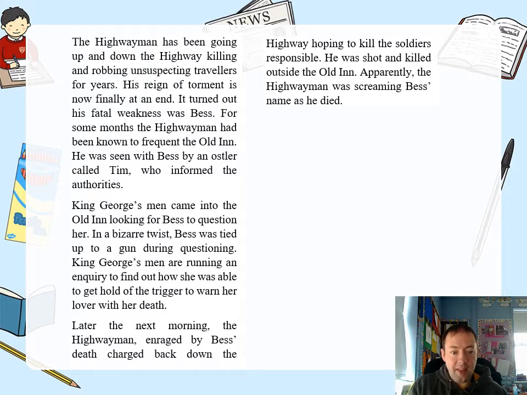Later the next morning, the highwayman, enraged by Bess's death, charged back down the highway, hoping to kill the soldiers responsible. He was shot and killed outside the old inn. Apparently, the highwayman was screaming Bess's name as he died. So, all I've done there is go into much more detail on everything, whereas in the first paragraph I would not have gone into the details of how Bess died and what happened with King George's men and what happened with the highwayman later on that time. I've said it, but I haven't gone into detail. So the second bit, the body, is where you go into much more detail on everything.